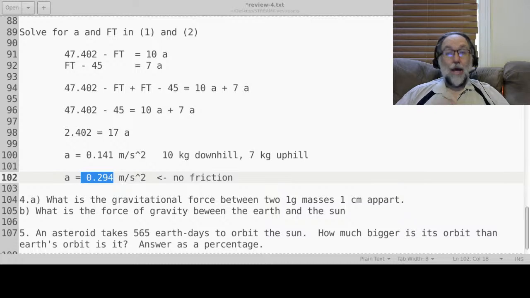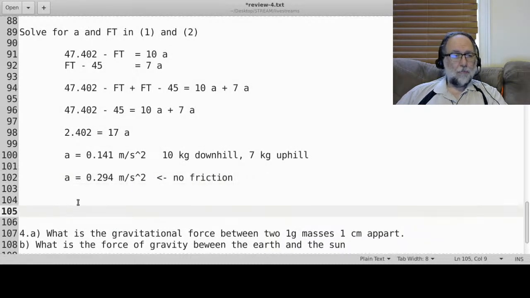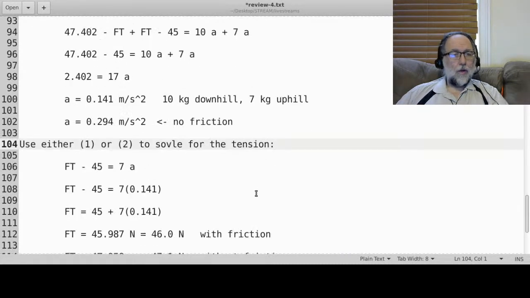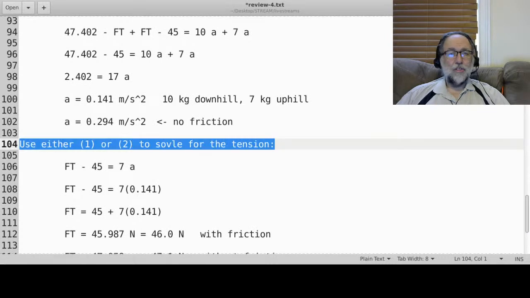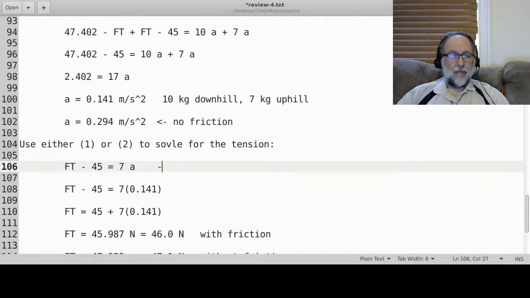All right, so I also asked for the tension, so let's do that. For the tension, same thing as above, use either equation number 1 or 2, and you can solve for that. Using either equation number 1 or 2 to solve for the tension, you just plug in. I decided to use number 1 just because it seemed a little bit easier. Oh, sorry, number 2. I just used equation number 2. So there's equation number 2 just repeated.